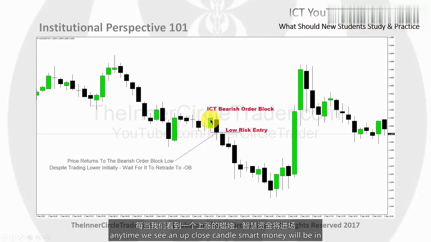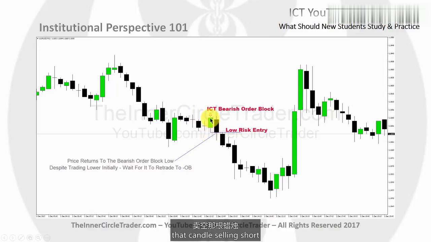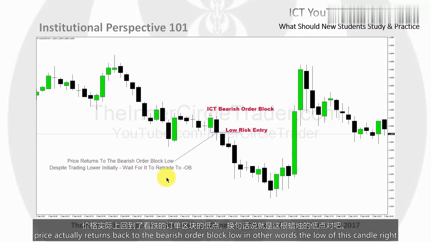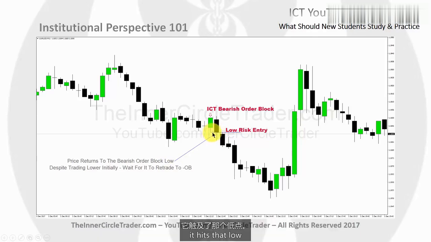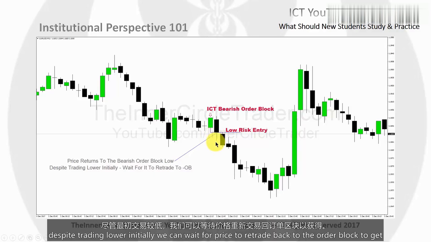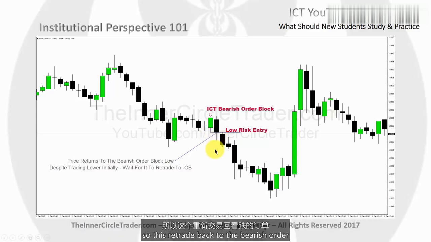Anytime we see an up close candle, smart money will be in that candle selling short. But how can we use that information? Well, this very next candle, if you read the annotations on the chart here, price actually returns back to the bearish order block low. Okay, in other words, the low of this candle right here, price is returning back to it. Right at the time of this candle's close, it hits that low. At that time, that's a low risk entry. Despite trading lower initially, we can wait for price to retrade back to the order block to get in if we know what we're looking for. So this retrade back to the bearish order block is a low risk entry point.